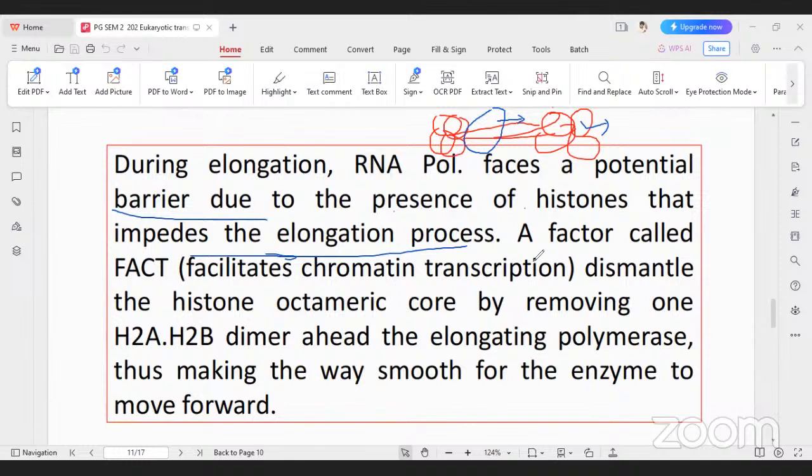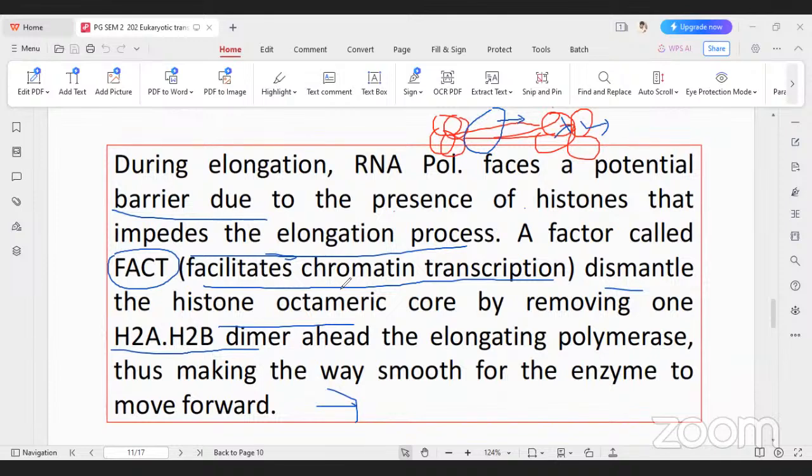But to prevent this, there is a factor called FACT, facilitates chromatin transcription. It dismantles the histone octamer by removing the H2A, H2B dimer. Now what happens? If the H2A, H2B are separated, it makes it easy to synthesize mRNA. Thus it makes the way smooth for the enzyme to move forward. Right? So to remove this histone octamer, FACT, facilitates chromatin transcription, is used.